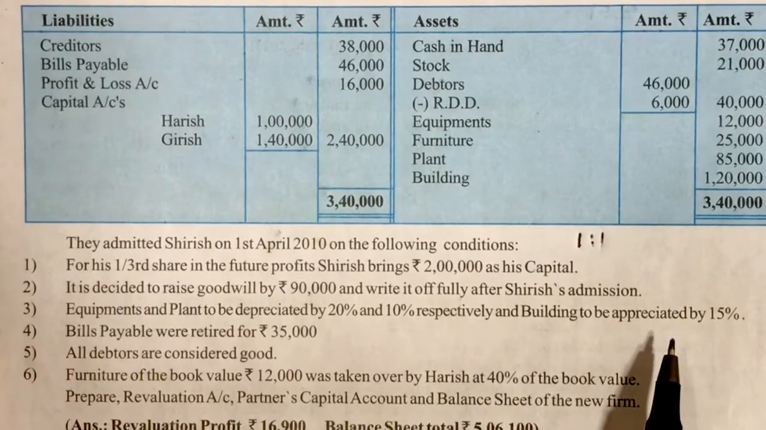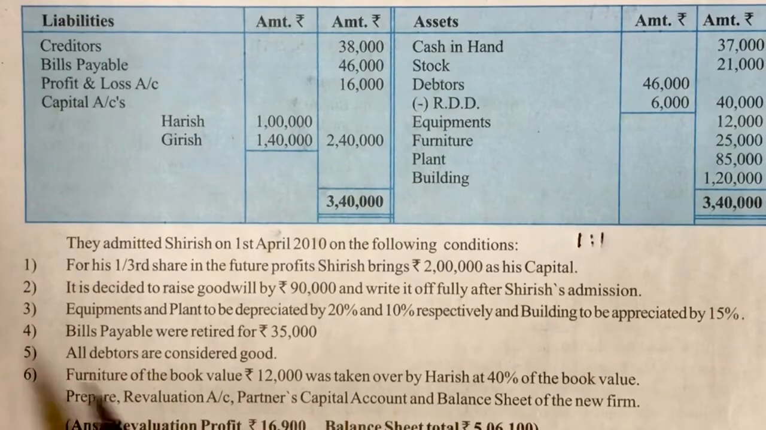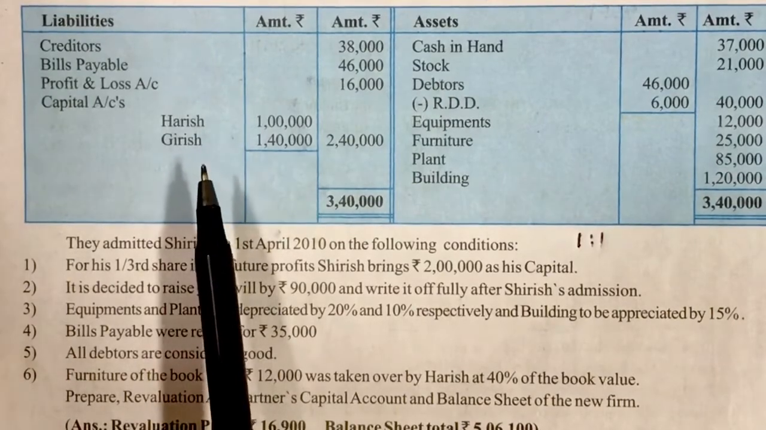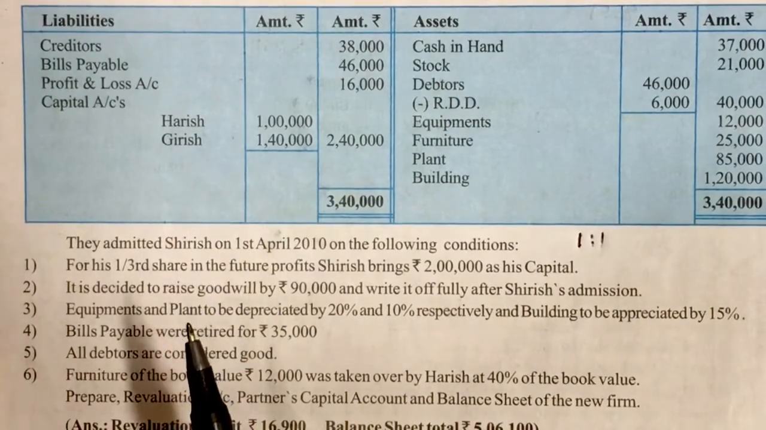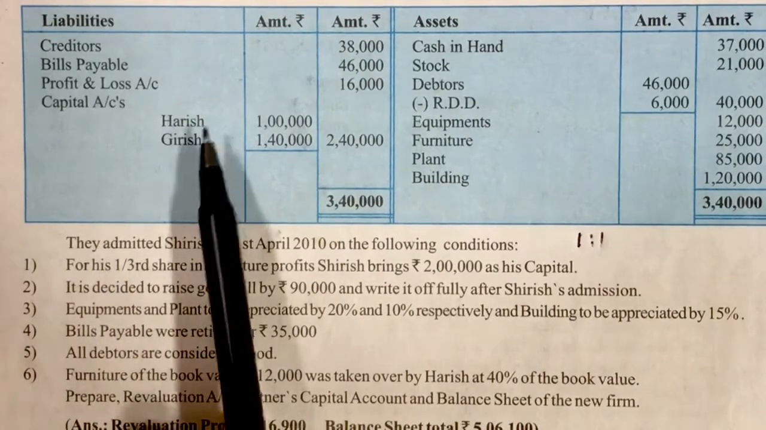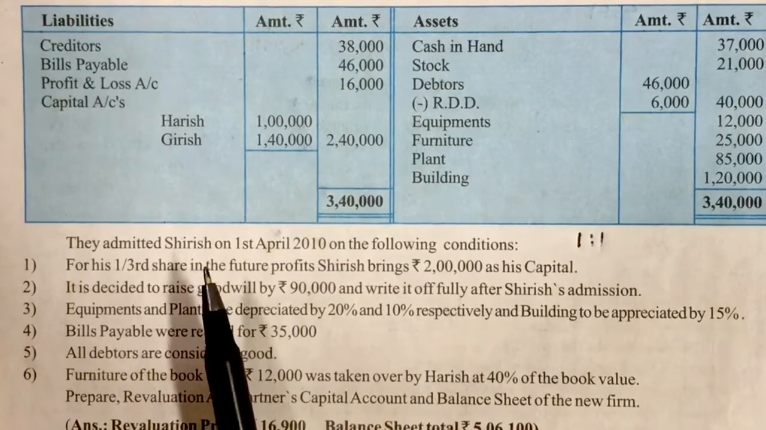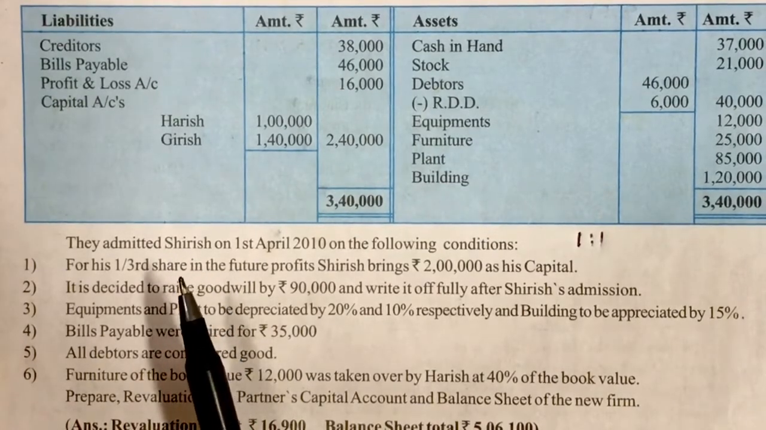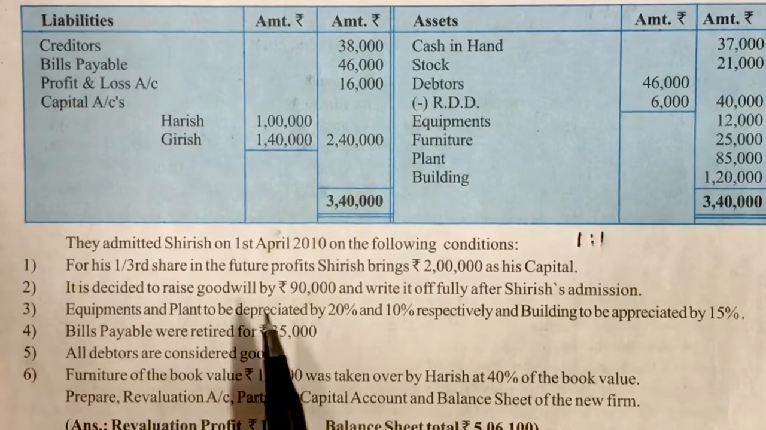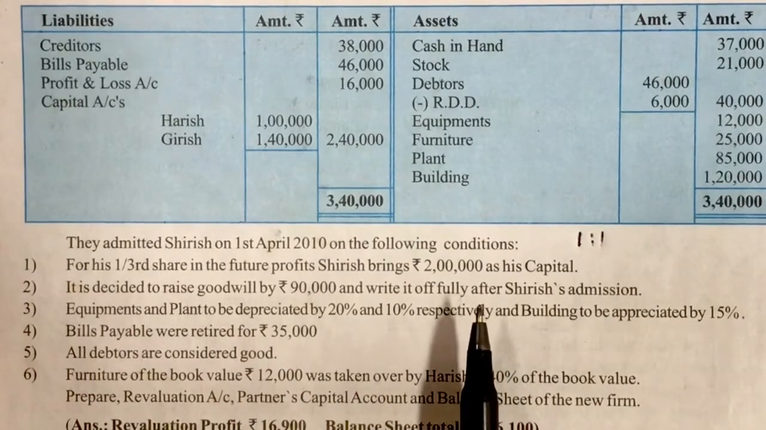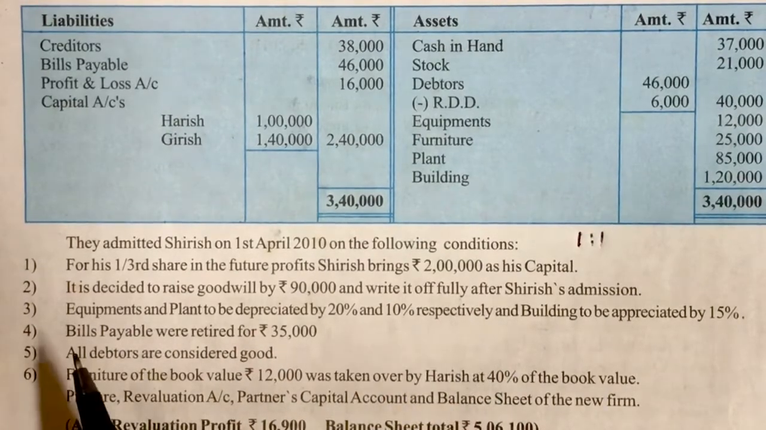Okay. So you raise goodwill account debit to old partners, to Harish and Girish. That is in old profit sharing ratio. And when you write it off, it will be Harish account debit, Girish account debit, Shirish account debit to goodwill account. That will be in the new profit sharing ratio. Okay. It has to be raised and then written off fully. So in the balance sheet, you will not see goodwill account.